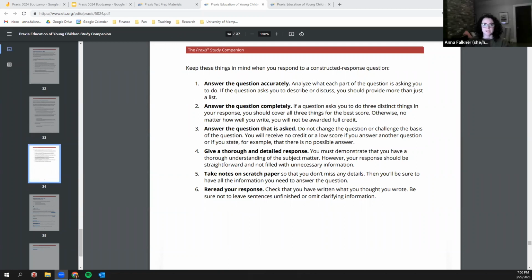Okay, let's come back together. So when we're doing these constructed responses, the study companion has these things to keep in mind. And honestly, I tend to think of them a little bit as a checklist, right? Did I answer exactly what this thing is telling me to do? It says, if the question asks you to describe or discuss, you should provide more than just a list. So in this case, we're describing two strategies.